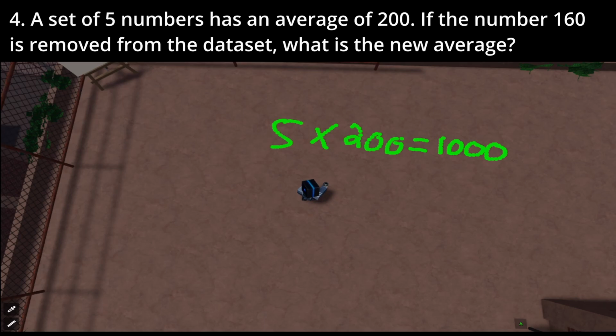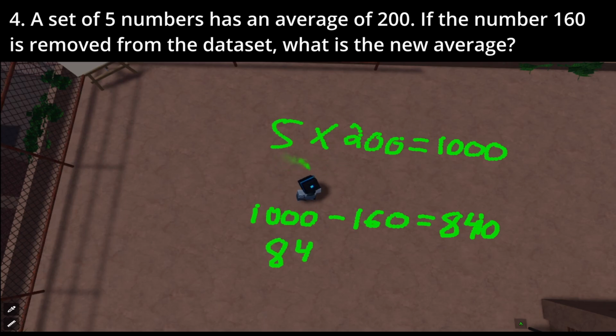So what's the new sum of all the remaining numbers? Well, just do 1000 minus 160. And if you do that, that's just 840. So now this is the new sum for the remaining numbers. And then to compute a new average, just take the new sum divided by the new number of numbers that we have. So this is just 840 divided by 4 numbers now, because I took out the number 160. Therefore, we go from 5 to 4 numbers. And then if you do 840 divided by 4, you get 210 as your new average.